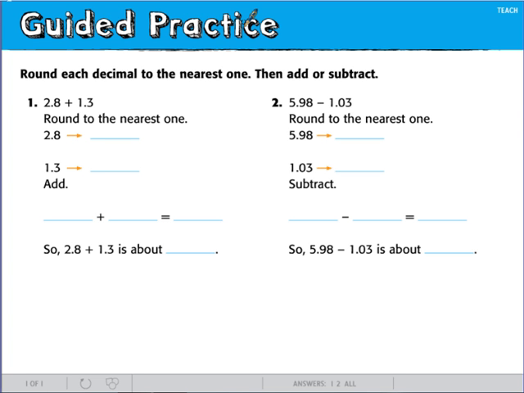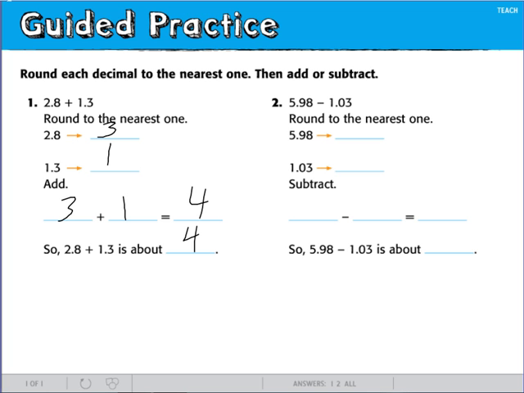All right. So we're going to round to the nearest one. 2 8/10 rounded to the nearest one is 3. 1 3/10 rounded to the nearest one is 1. So now I have 3 plus 1, which equals 4. So 2 8/10 plus 1 3/10 is about 4.